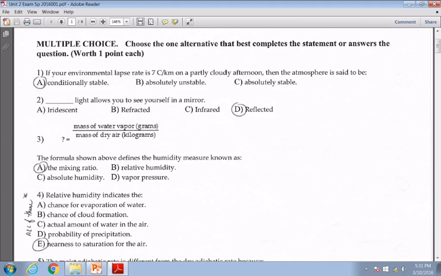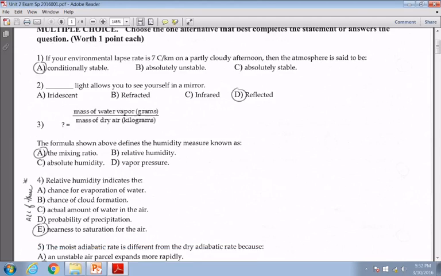Question 2, we say light is reflected when you see yourself in the mirror. D is the best answer there. Question 3, that ratio is the mixing ratio, so the best answer there is A. Question 4, I gave you regardless of what you put, because to me, the best answer actually is E, that relative humidity indicates the nearness to saturation for the air. But to me, A through D were also kind of relative humidity. So I hand-checked number 4. I counted it right, regardless of what you put.